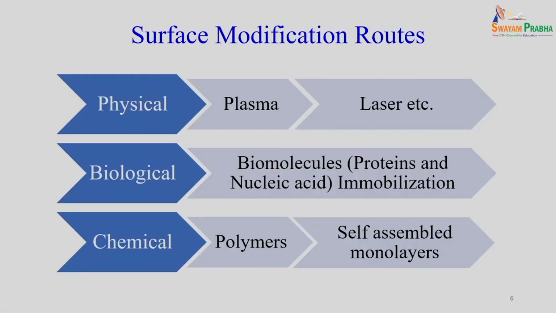Again, this modification route can be classified as physical, chemical and biological. Physical methods apply plasma or the laser, biological methods utilize biomacromolecules like proteins and nucleic acids, and chemical methods apply polymers or self-assembled monolayers. So, these are the few broad classifications of surface modifying routes. It can be a physical route, a chemical route, or a biological route.